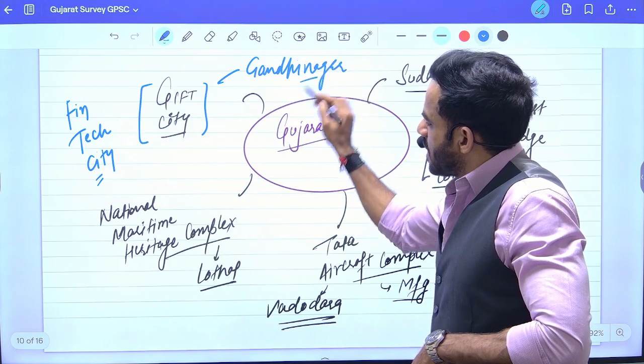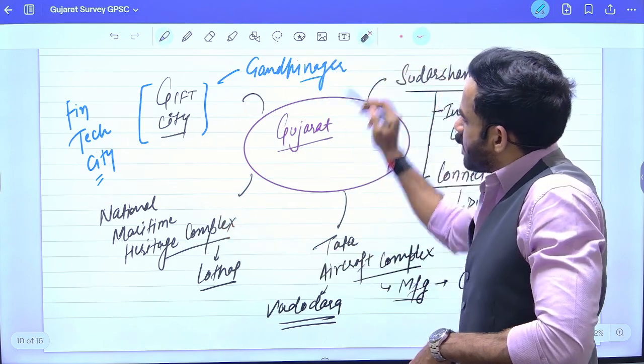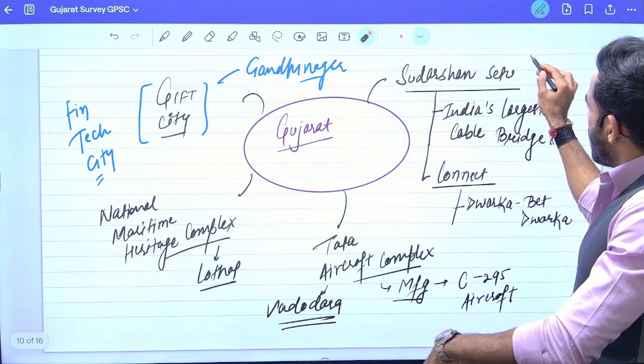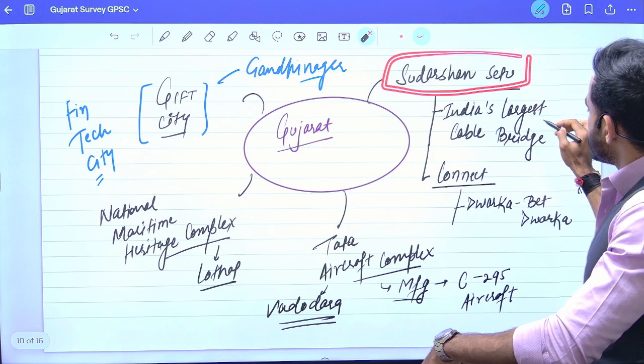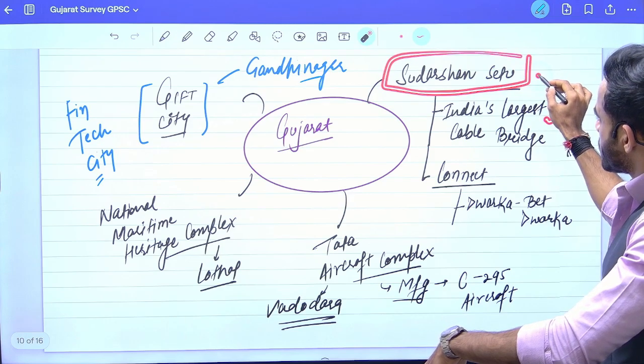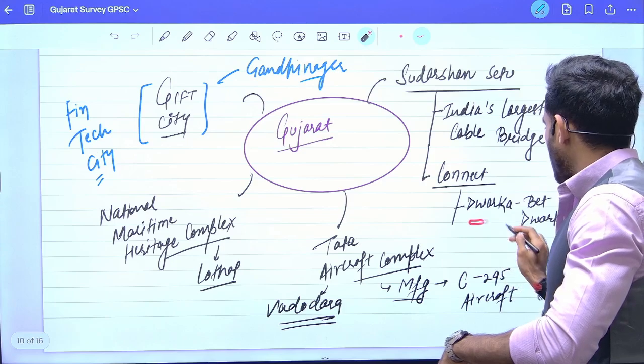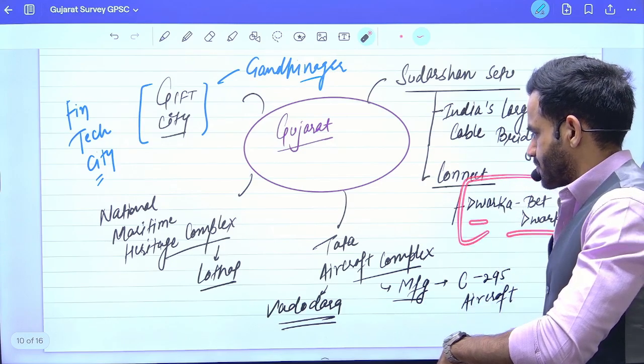Apart from that, the National Maritime Heritage Complex is situated in Lothal. Apart from that, India's largest cable bridge is also situated in Gujarat, and it is Sudarshan Setu. This is going to connect Dwarka to Bet Dwarka.